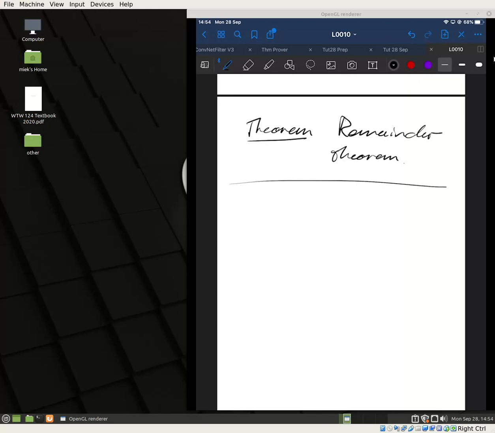Okay, so now we come to two very important theorems. So this is what is called the remainder theorem and the factor theorem. So let us talk about the remainder theorem.